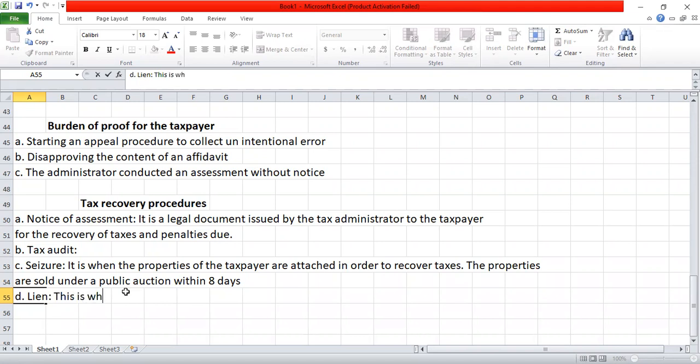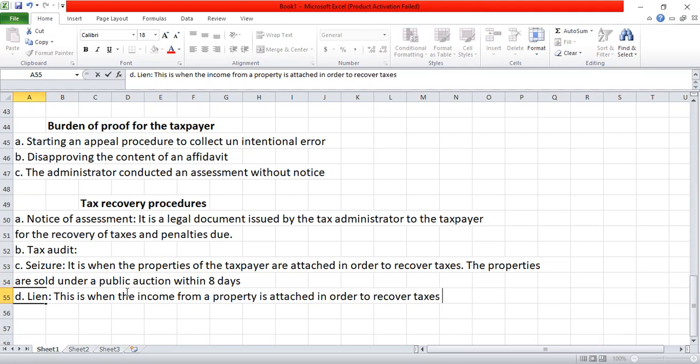This is when the income from a property is attached in order to recover taxes. So that is what we refer to as a lien.